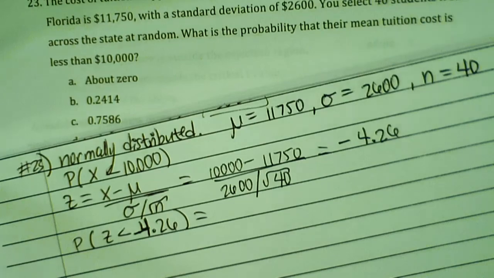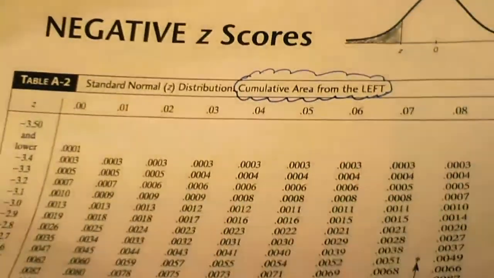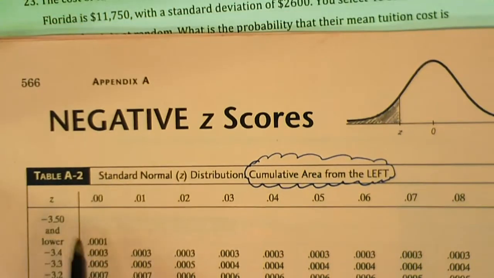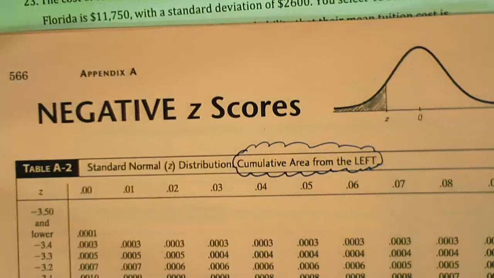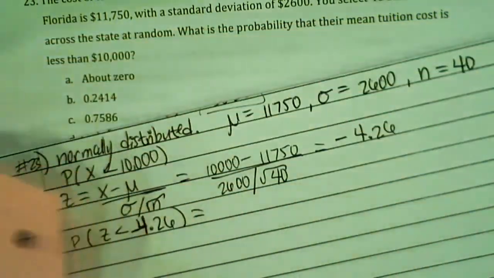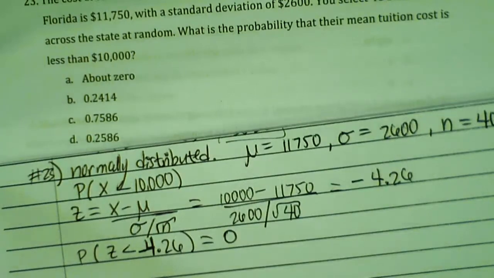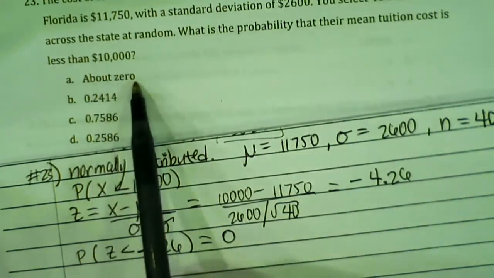So if we try to look for that one, so negative 4.26. We see here that the most negative is negative 3.5. So what does that mean that the probability is for negative 4.26? 0? Yes. It's practically 0. Okay. So the probability that the mean tuition cost is less than 10,000 would be about 0.